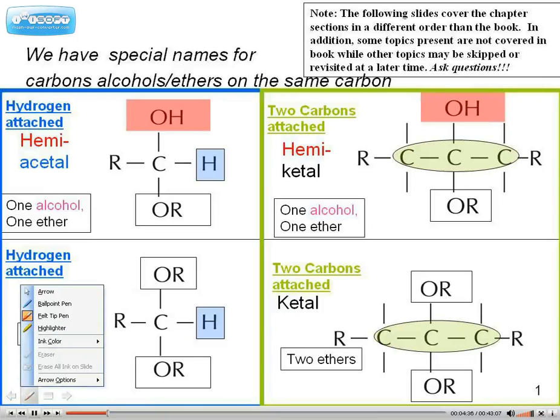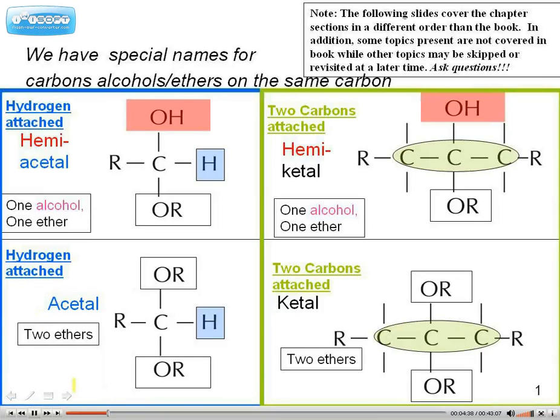Alright, if you take a look at the bottom two, notice they have 2 ethers that are directly attached. 2 ethers that are directly attached. So acetal and ketal always have 2 ethers, as I've just highlighted. If there is a hemi, then that means there's a hemihydroxy, aka alcohol group, that's attached on top.